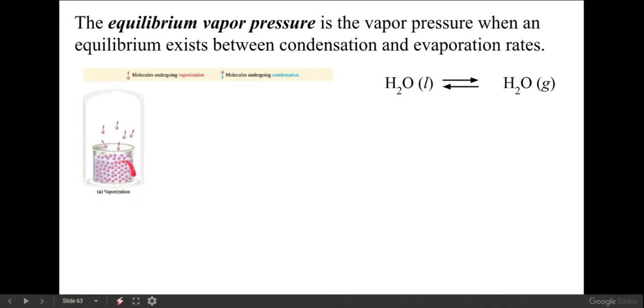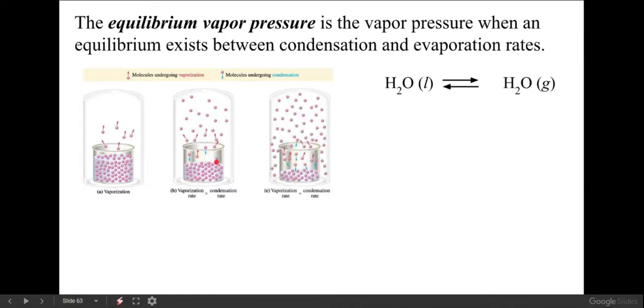So imagine we have this setup where this is some water put in a glass jar, and when you first put it in there, water is going to be vaporizing away, and you have just vaporization. But over time, there will be more and more water vapor in this system, and you'll start getting some condensing. And eventually you're going to get to a point where the amount vaporizing is equal to the amount condensing.